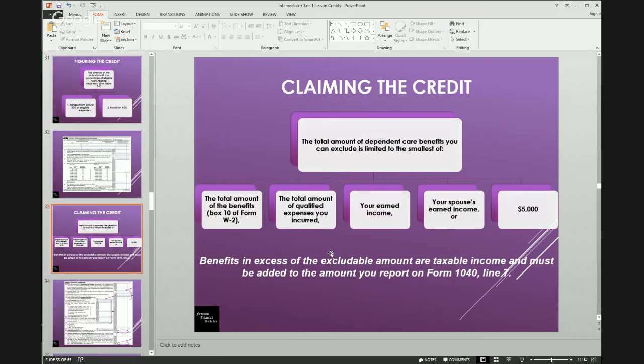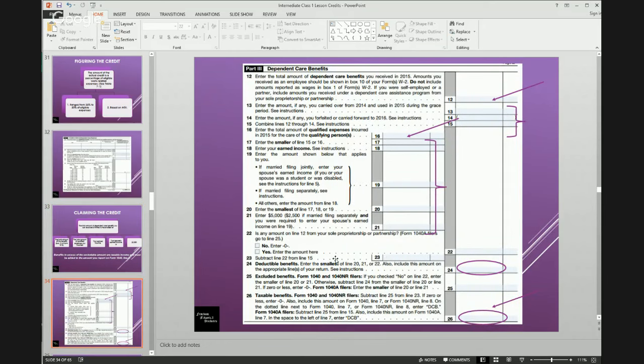So this chart right here is going to show you exactly which percentage you're going to use to determine the credit. When you're claiming the credit, it's limited to the smallest amount of the total amount of the dependent care benefits, which would be shown in box 10 of your W-2 if you had dependent care benefits, or the total amount of the qualified expenses, your earned income, or your spouse's earned income, or $5,000. Benefits that are in excess of the excludable amount are taxable and must be added to the amount that you report on your 1040. So we're going to look at an example here.